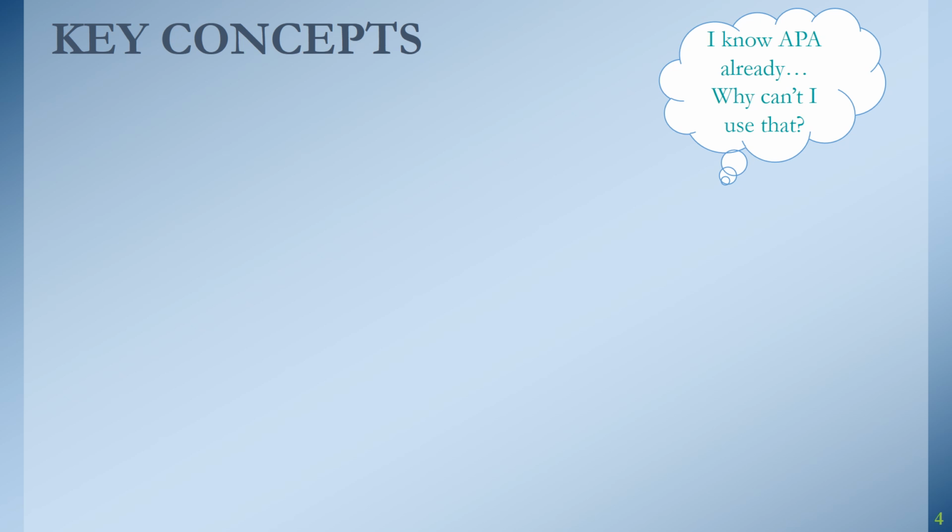Many of you might be thinking, I know APA already, why can't I use that? Isn't that what most publications in behavioral health use? Well, that particular belief is not quite true. There are more than 7,000 referencing styles currently in the database of registered citation styles. Common ones are the American Psychological Association, or APA, the American Medical Association, or AMA, the American Journal of Public Health, MLA, and Chicago, among others.